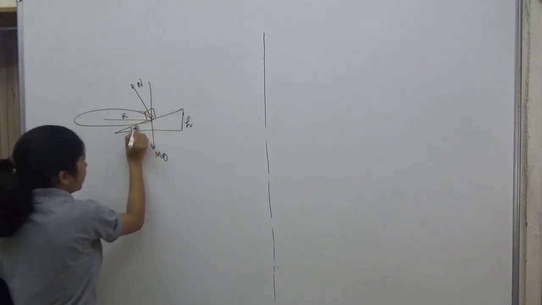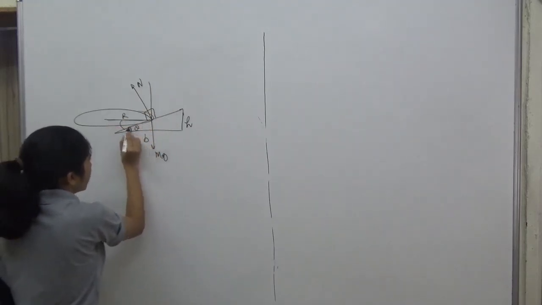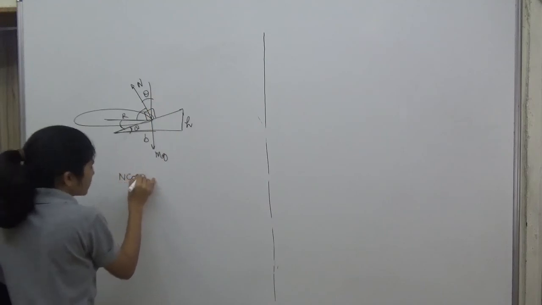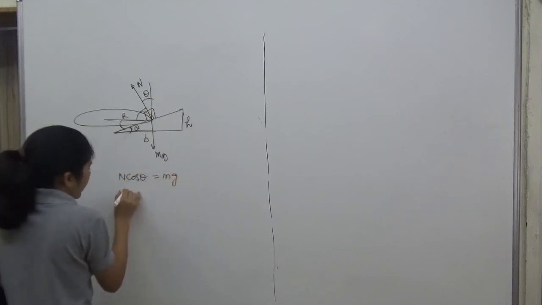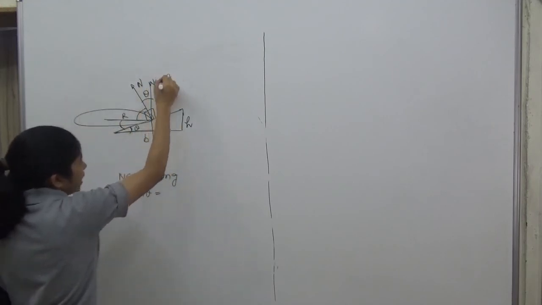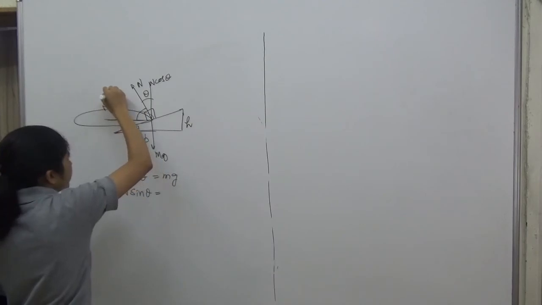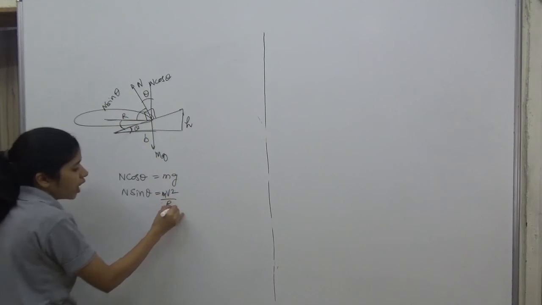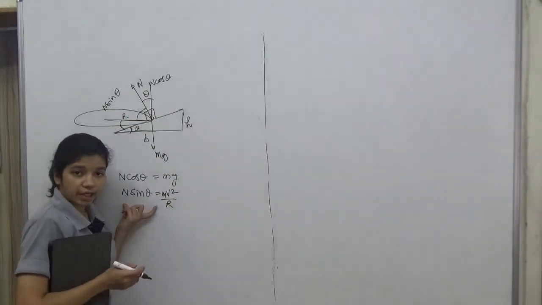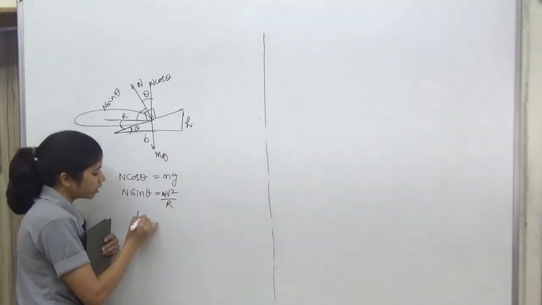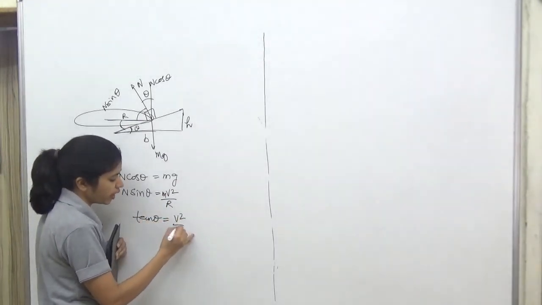So if this is theta, this is going to be theta, by alternate interior angles. So this will be 90 minus theta and this is again theta. So N cos theta is equal to mg. This N cos theta will balance mg. N sin theta will provide the necessary centripetal force, which is equal to mv square by r, because N sin theta is acting towards the center, and the acceleration towards the center is v square by r. So tan theta is equal to v square by rg.